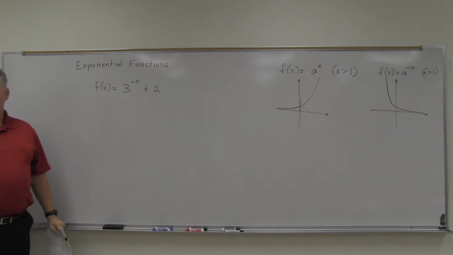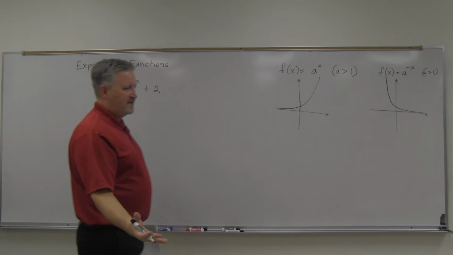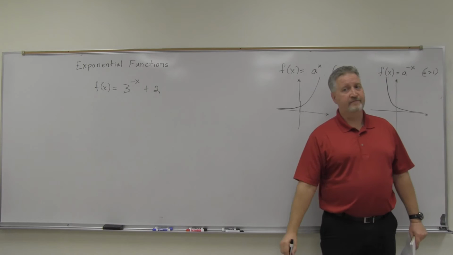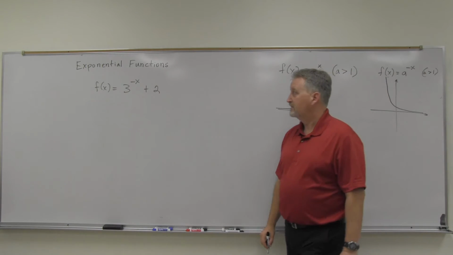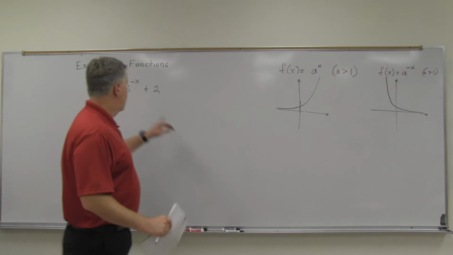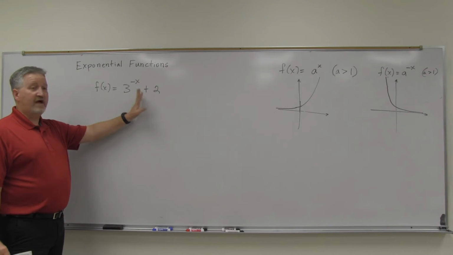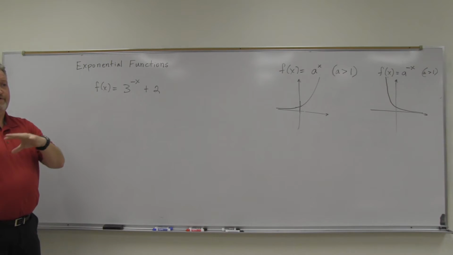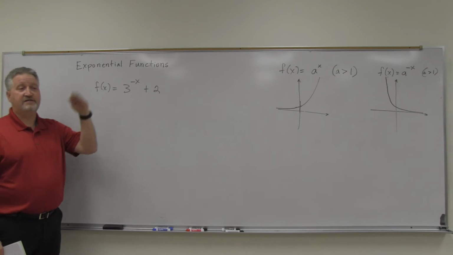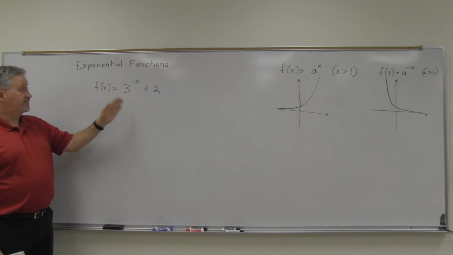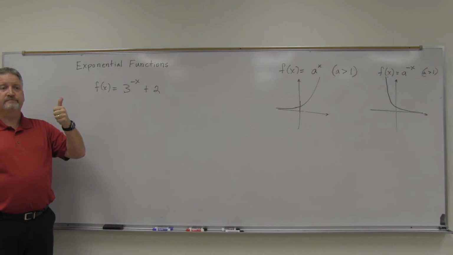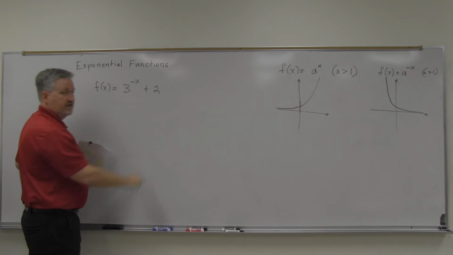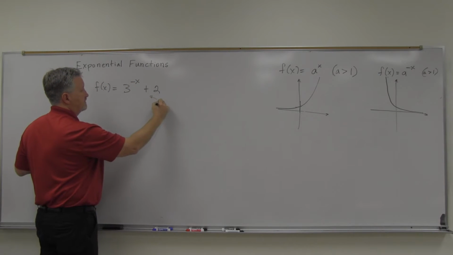But the good news is the shifting is the same as before. What kind of shift is that going to put on this graph? The plus 2 on the outside, right? And remember, on the outside, if you go plus or minus, that shifts it up or down. And the plus goes like you would think, it goes up. So this is the 3 to the minus x graph shifted 2 units up.